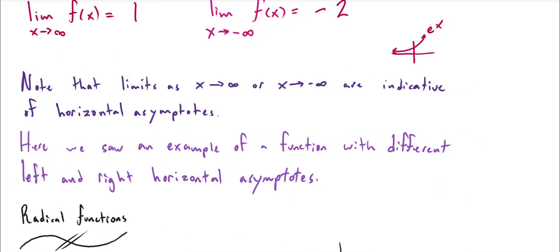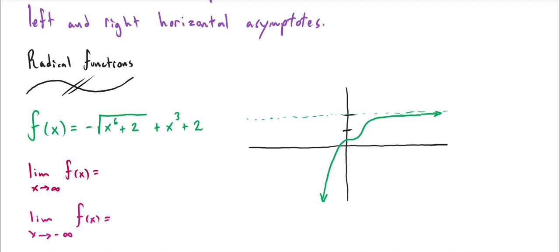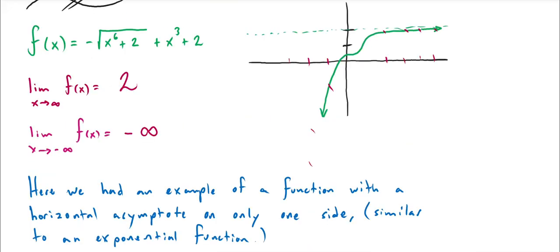Let's move on to seeing what kind of goofiness we can do with radical functions. Here we have an example of a radical of a polynomial plus a polynomial. If we take a look at its behavior as it approaches positive infinity, it does have a limiting behavior. My y values are getting in closer and closer to 2. On the other hand, as we go towards negative infinity, it seems to drop off the edge of the map. And so we wind up with something like negative infinity for f of x as our x values go towards negative infinity themselves. So similar to the exponential function, this one only has a horizontal asymptote on one side.